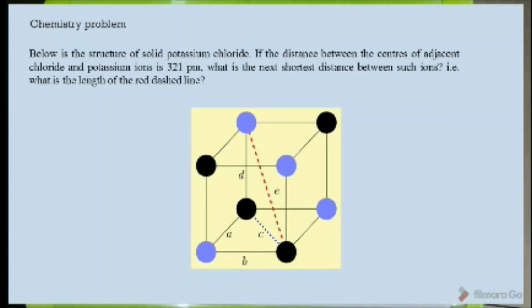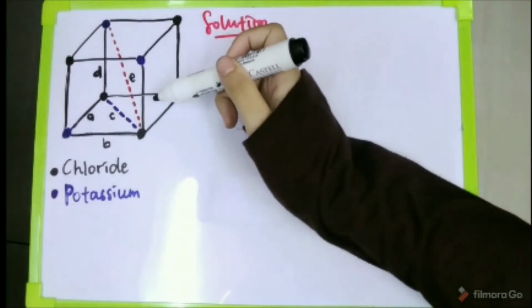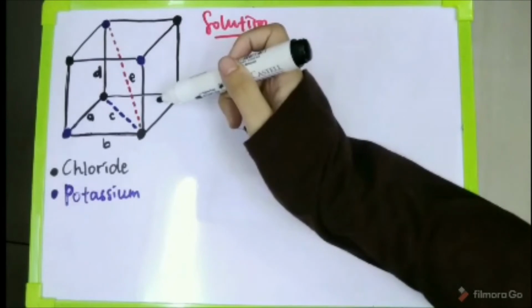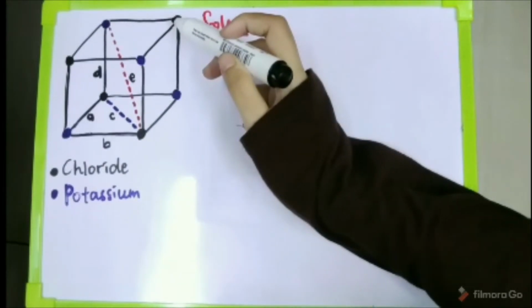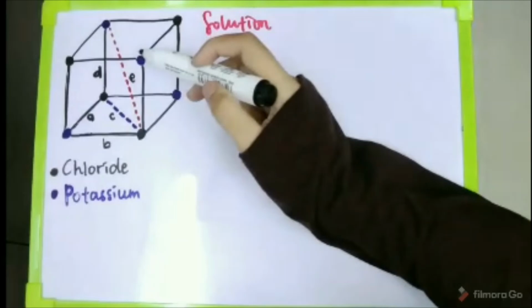Look at this question. Below is the structure of solid potassium chloride. If the distance between the centers of adjacent chloride and potassium ions is 321 pm, what is the next shortest distance between such ions? Or what is the length of the red dashed line? We have this cube lattice which contains chloride ions and potassium ions. Chloride is the black and potassium is the blue.